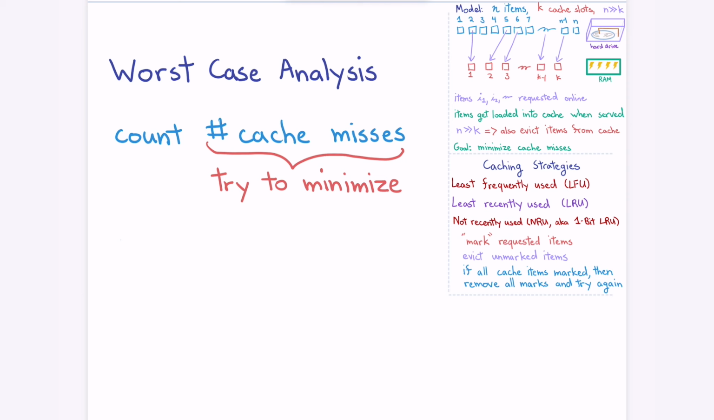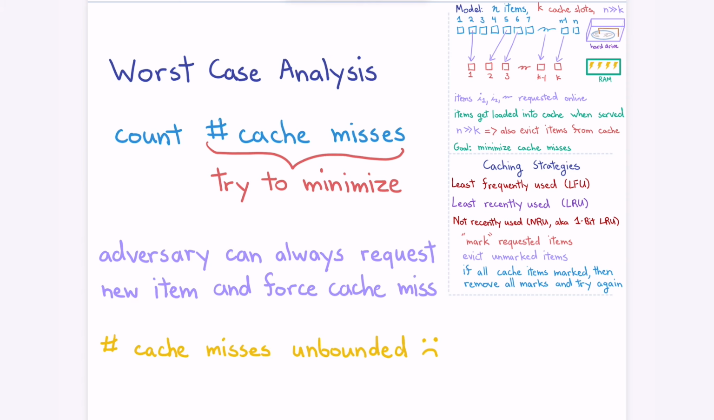But how can they really make your life painful? Yeah, an adversary can always ask for something that's not in the cache and force a cache miss, right? And you just say, no matter what algorithm I do, I can't really do better than missing everything. And from that standpoint, how can I distinguish one algorithm from another? It's maybe not the right model.